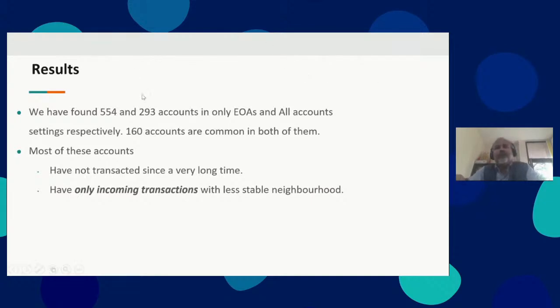So using this, we have found an extra 554 externally owned accounts, and 293 accounts in a mixture of externally owned and other accounts. Now, what we found is that most of these accounts which have been predicted by our algorithm as malicious have been dormant for a while. They haven't transacted for a while, or have only incoming transactions with a very high attractiveness, that is, a less stable neighborhood. So in most cases, this must be either a Ponzi scheme account or a phishing account.